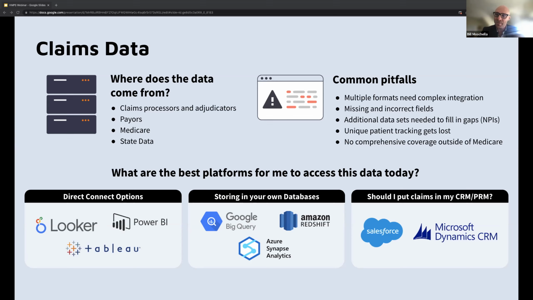And the final question that we typically hear is, should I be putting this information directly in my CRM or PRM? So we could use the example of Salesforce. Do I bring in raw claims directly into my CRM to understand referral patterns or to profile a physician? And really, this comes down to less about can you do it and more why do you want to do it and should you do it?